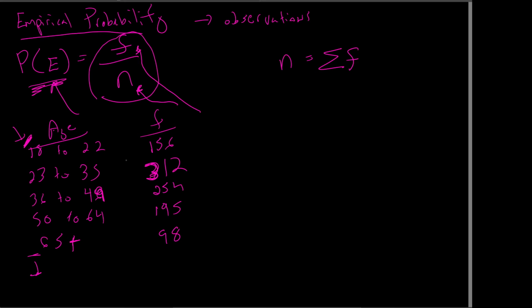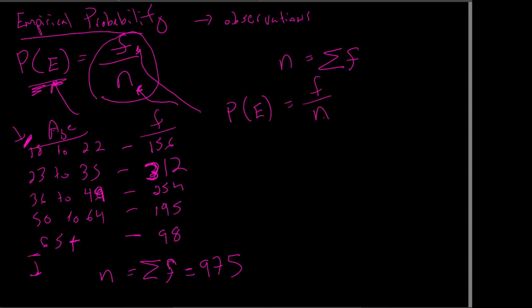And so what we can talk about is if we sum all of these up, the sum of f will be the number of things in the sample. And so summing all of these up really quickly here, 156 plus 312 plus, I get 975 things. So the probability of any one of these age categories is their frequency over the total number in our sample.